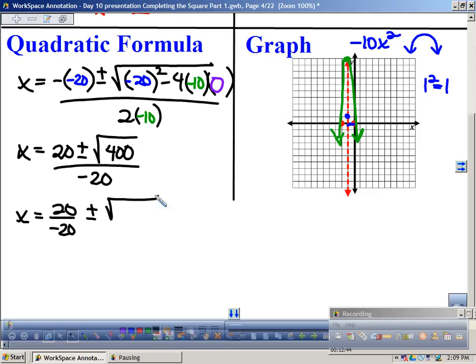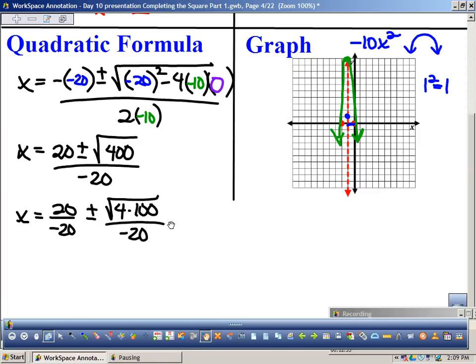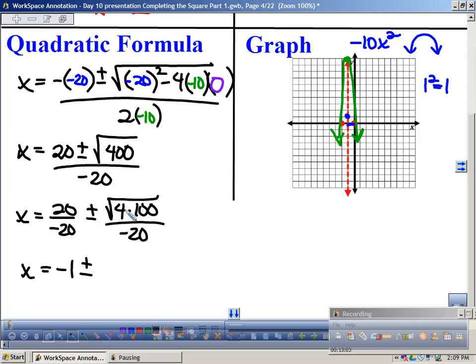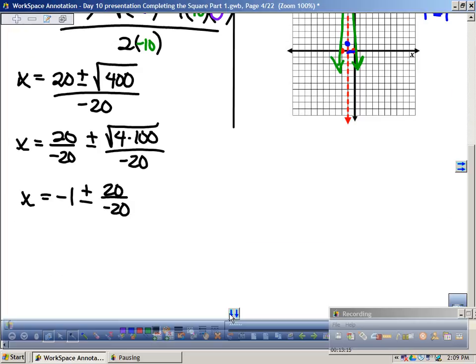I'm going to break 400 up. I don't know what the square root of 400 is, but I know that 400 is 4 times 100, over negative 20. So x equals negative 1 plus or minus. The squares in there are 2 squared and 10 squared, right? So 2 comes out and 10 comes out, so you just get 20 over negative 20, which ends up being negative 1 plus or minus negative 1.